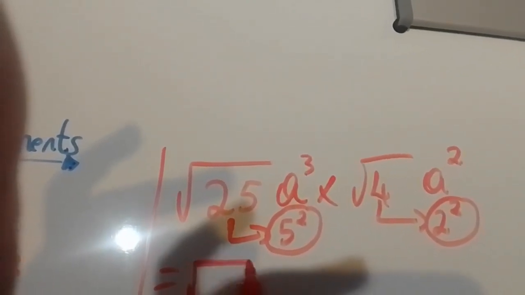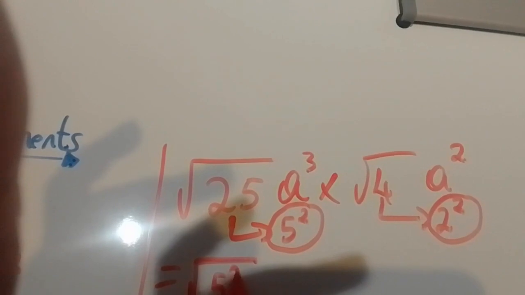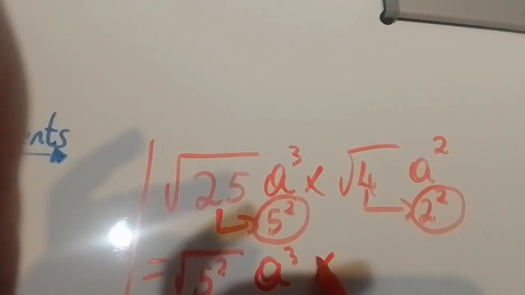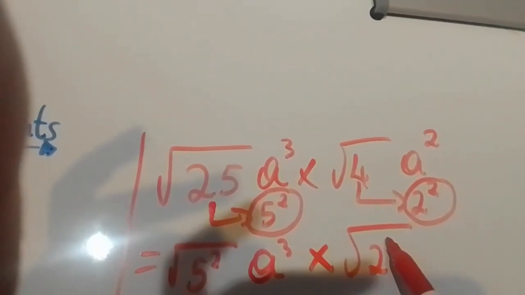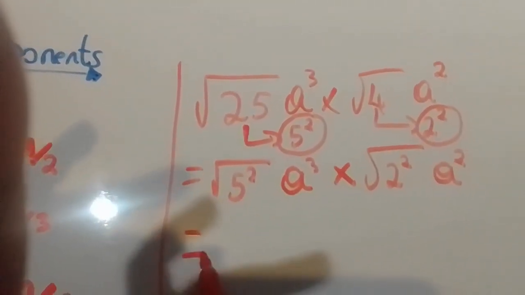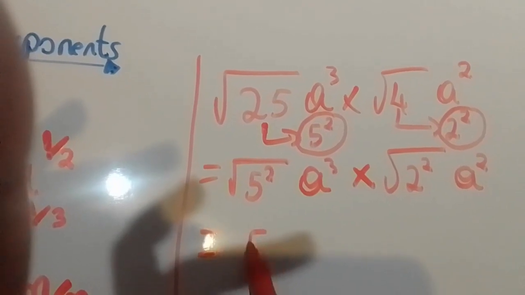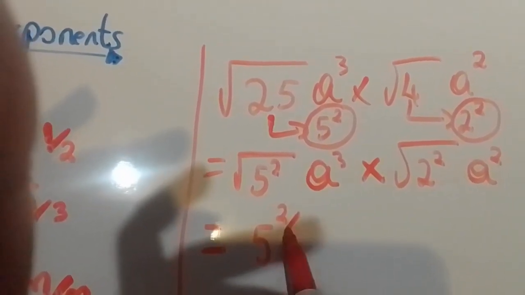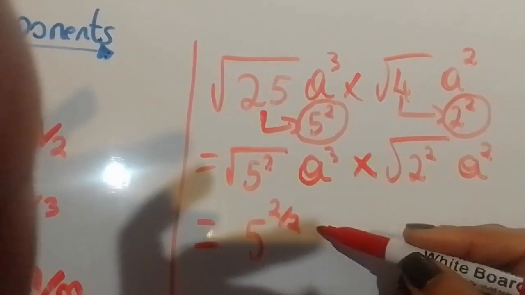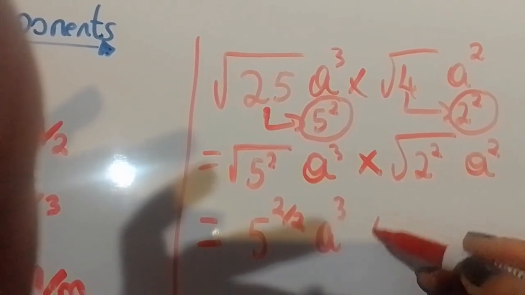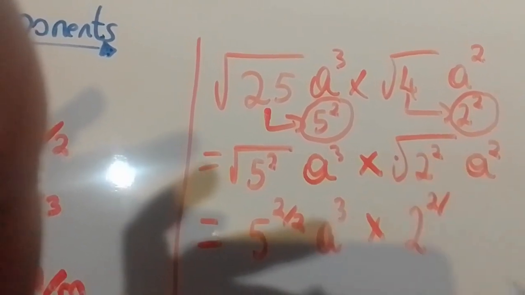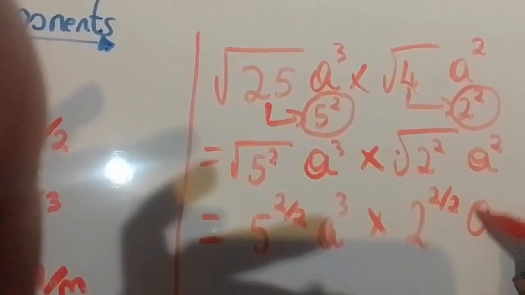Inside here, we have the square root of 5 squared. We know 5 squared is 25. And then we have a cubed multiplied by the square root of 2 squared, a squared. Applying our laws of exponents, this is the same as 5 to the power of 2 over 2, since if we don't have anything outside there, that is a 2. Then we still have a to the power of 3 multiplied by 2 to the power of 2 over, if there's nothing inside there, then we know it is a 2.